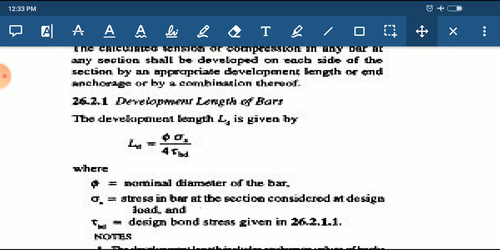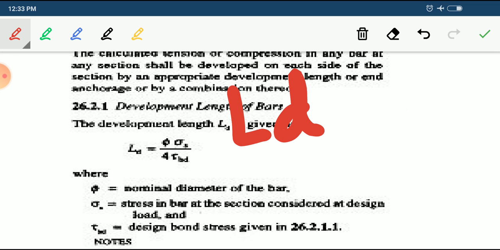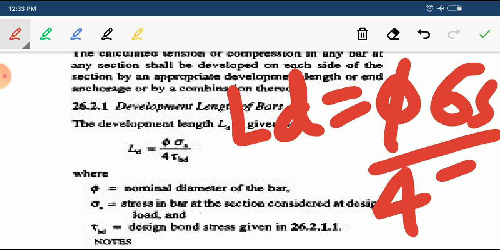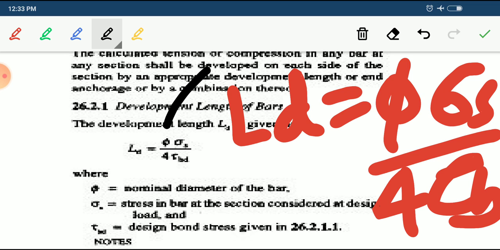The formula for LD calculation is LD equals phi sigma s divided by 4 times tau BD. What do you mean by phi? Phi is the nominal diameter of the bar. Say if you are using an 8 mm bar, or 10 mm, or 12 mm, that is the diameter of that bar. Sigma s is the stress in the bar at the section. Next, tau BD means the design bond stress.